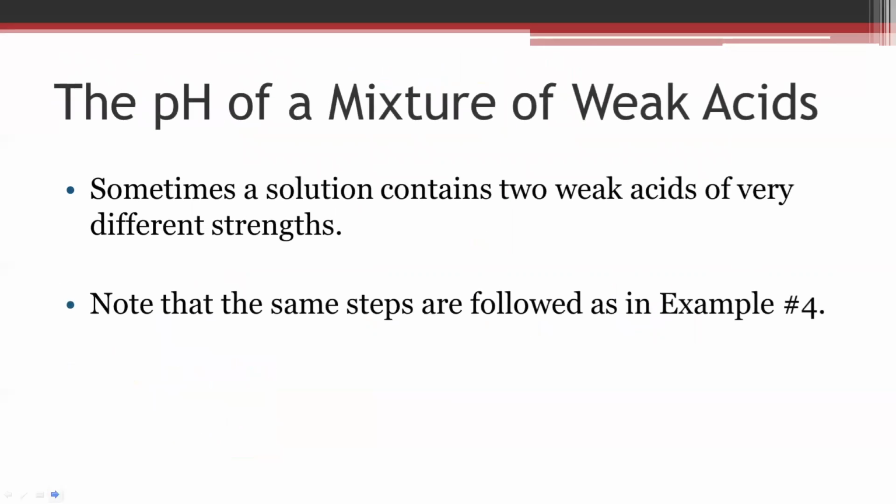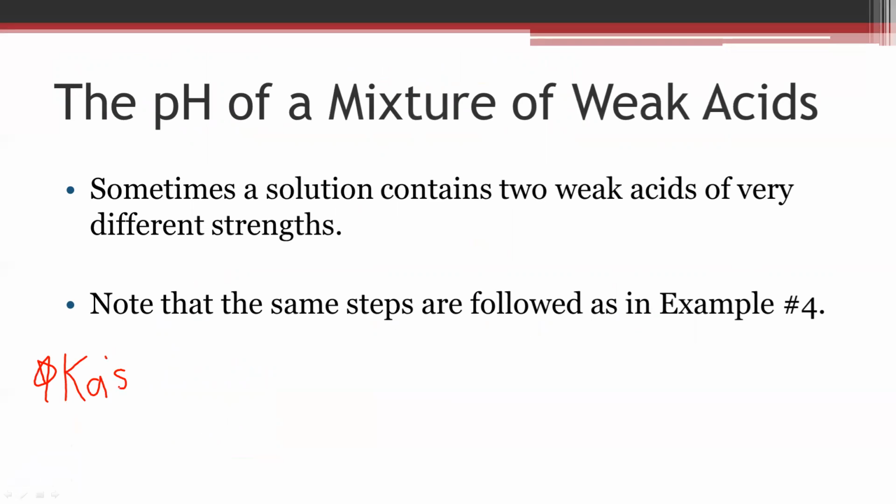Okay, so now what happens if we have a mixture of weak acids that have different strengths? How do we figure out the pH? The steps are the same as followed in example 4, but there's something else to compare. This is just a little side note.